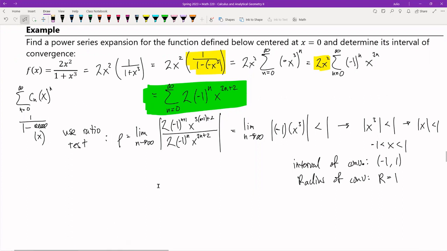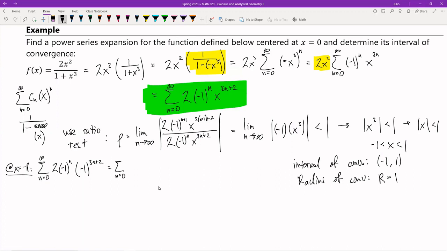I know this video is really long. So now we know where it's supposed to converge, just from the ratio test. But now we need to check our endpoints, x equal -1 and x equal +1. So let's go ahead and do that. At x equal -1, our summation n equals 0 to infinity is going to be 2 times negative 1 to the n, and now it's going to be negative 1 to the 3n plus 2.